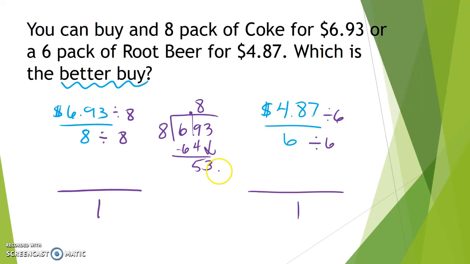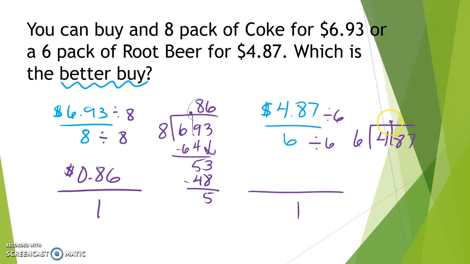So let's see, 8 goes into 53 6 times, and that's 48. We have 5 left over. Now here the decimal would continue, but since we're talking money, we're really only going to focus on 2 decimal places. So we can say this is just about 86 cents a piece. And we can do the same thing over here. We're going to divide our $4.87 by 6. Figure it out that way. So 6 goes into 48 8 times.